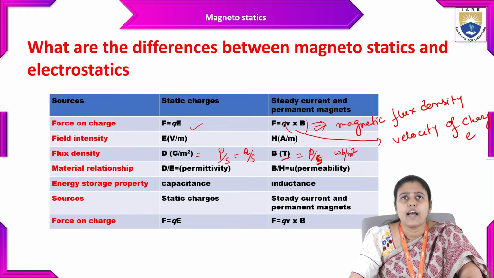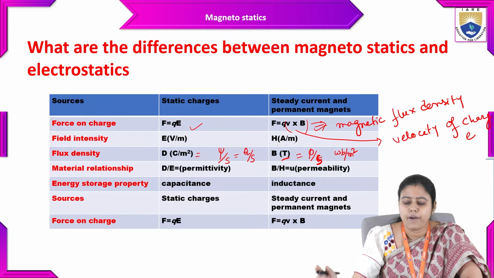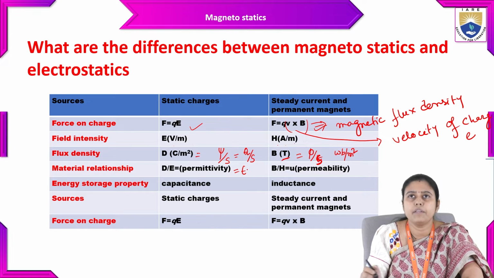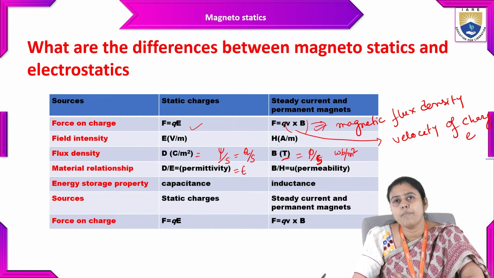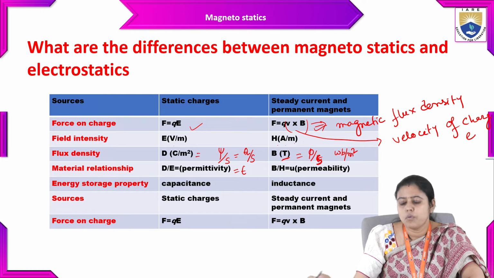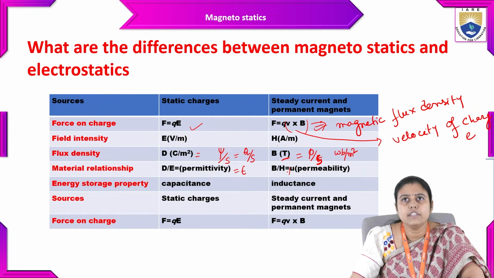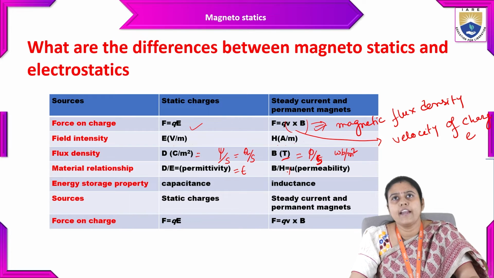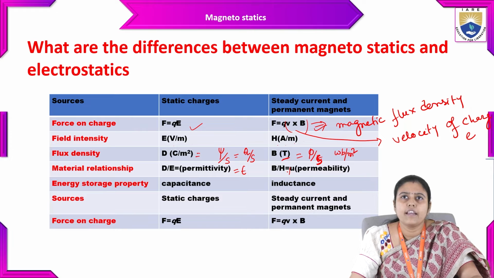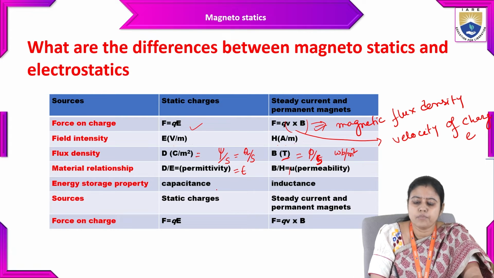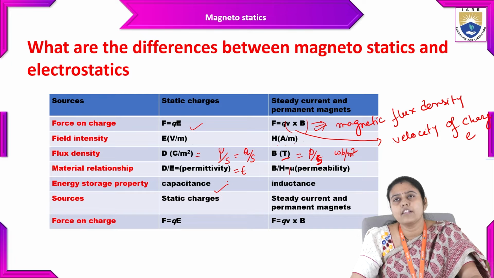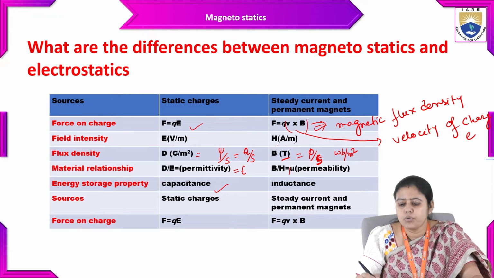What is the next point? It is the material relationship. We know D by E is equal to epsilon, the permittivity of the medium. What is permittivity? It is the property of a medium by which it can store electrical energy. On the opposite side, B by H is equal to mu. What is mu? Mu is the permeability of the medium. In the case of static charge, the energy is stored in the capacitor. In the case of magnetostatics, the energy is stored in the inductor.